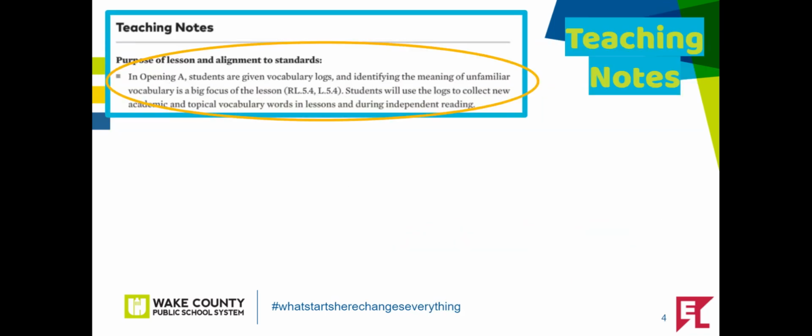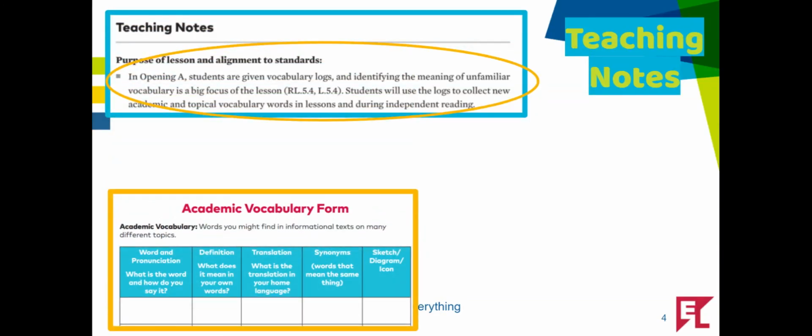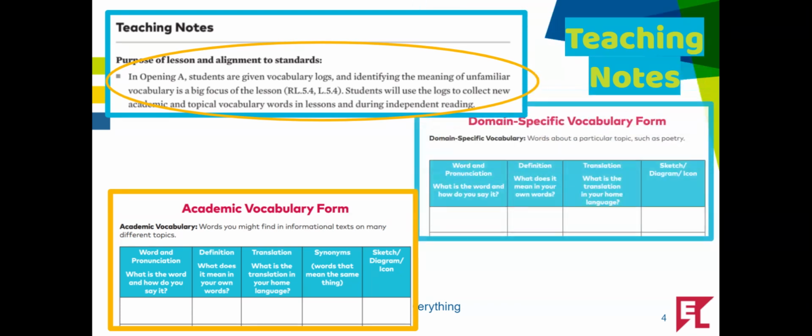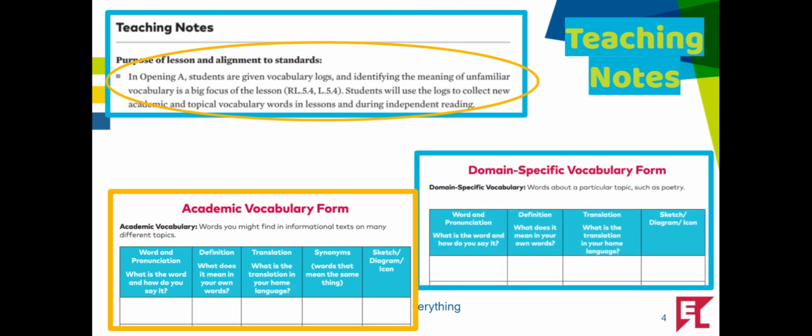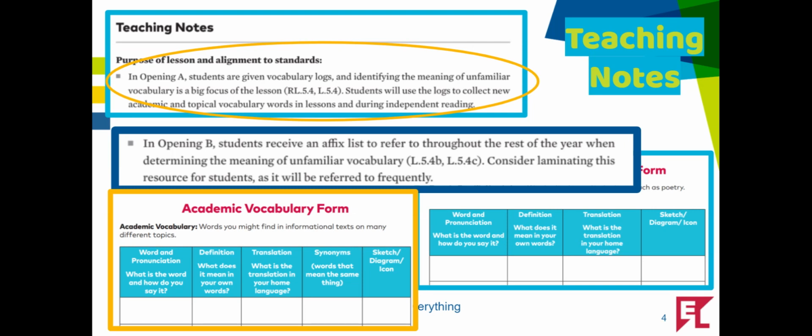Looking at the teaching note section, you will see that this lesson heavily focuses on vocabulary and resources students will use throughout Module 1 and throughout the school year. Students will be given vocabulary logs in their materials. They will use these logs, one called academic vocabulary and one called domain-specific vocabulary, to collect new vocabulary in lessons and reading. Students will also be given an affix list to refer to throughout the year when determining unfamiliar vocabulary. You may want to consider students having their own vocabulary notebooks with the academic vocabulary, domain-specific vocabulary, and affix charts.